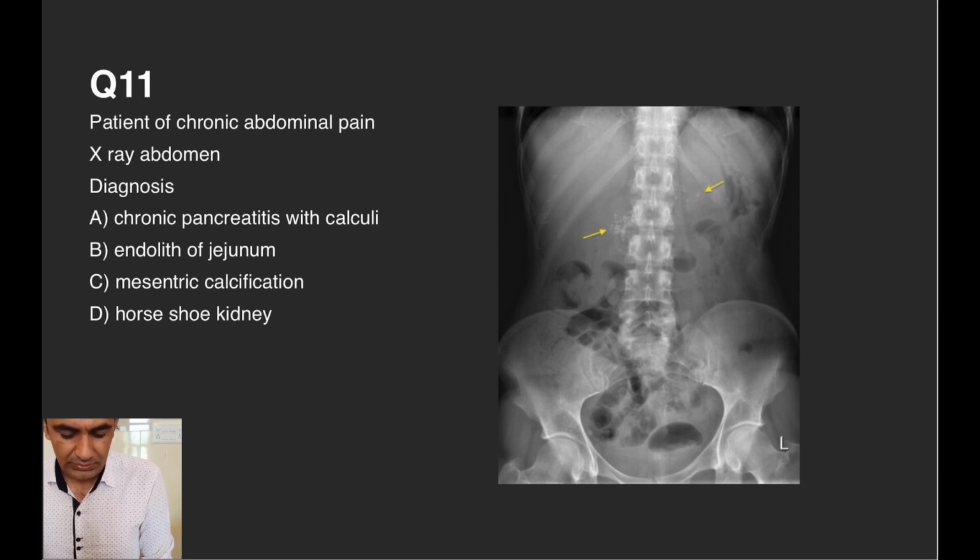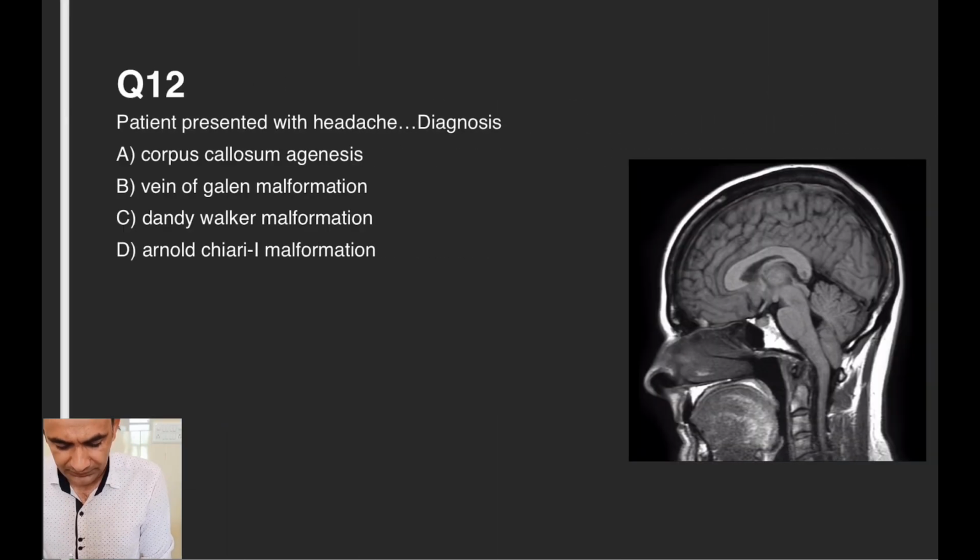Question number 10. Patient of chronic abdominal pain, X-ray is given. In X-ray we can clearly see the stones in pancreatic distribution. So this is chronic pancreatitis with calculi.